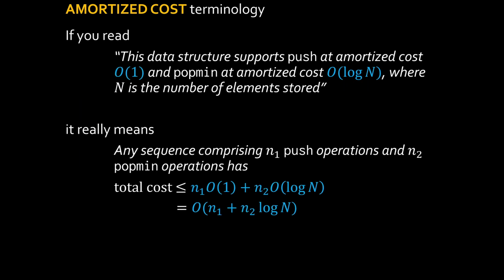Here's what amortized cost looks like in practice when we're looking at an algorithmic problem. If you read something like "this data structure supports push at amortized cost O(1) and popmin at amortized cost O(log n), where n is the number of elements stored," this is the sort of thing you might read in a textbook. When you read that, what it really means is a statement about aggregate costs. Our fundamental defining equation, remember: the aggregate total cost of any sequence of operations has to be less than or equal to the aggregate amortized cost.